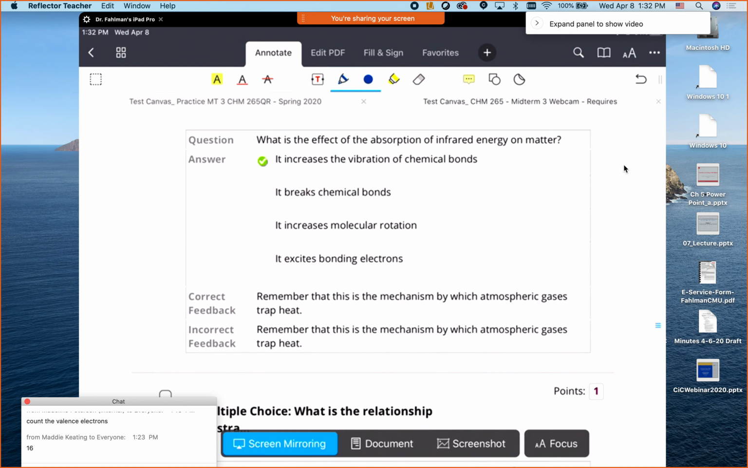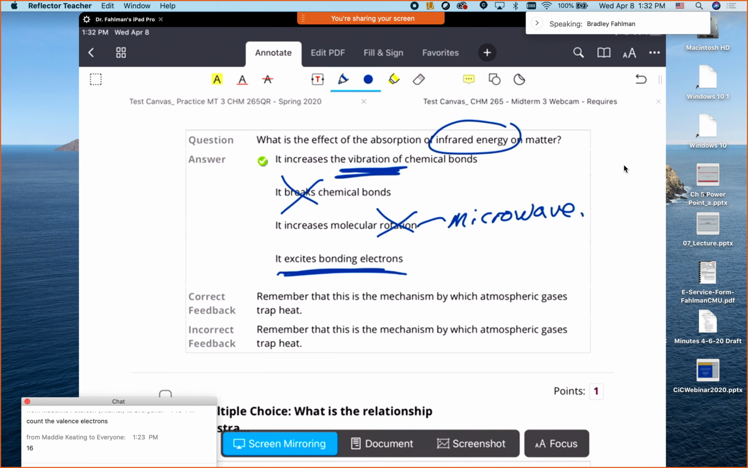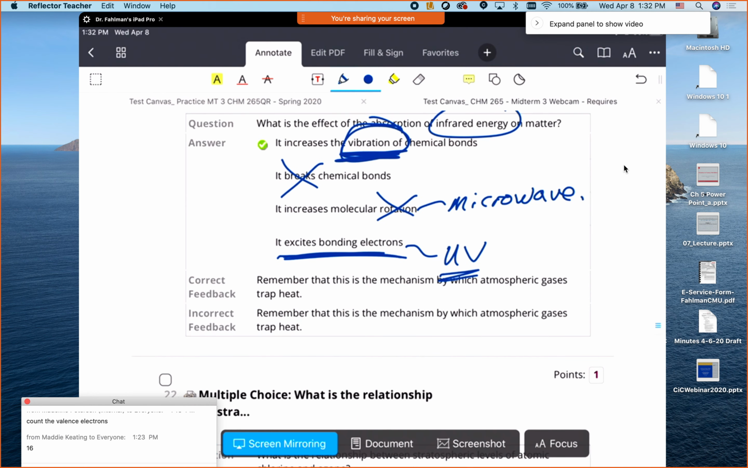Effective absorption of IR radiation, and so it's all about vibrations. It doesn't have enough energy to break apart. It has more energy than required for rotation, so that's microwave, rotations. And then exciting bonding electrons is something more on the UV side as well. So all it can do is just vibrate, bend and stretch.